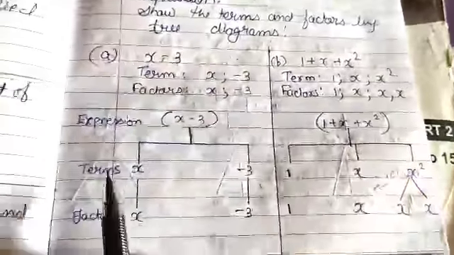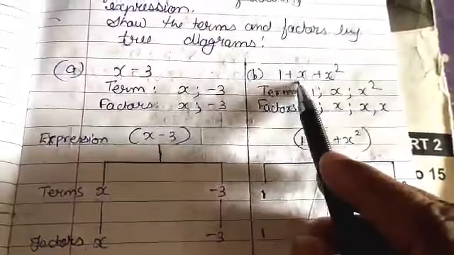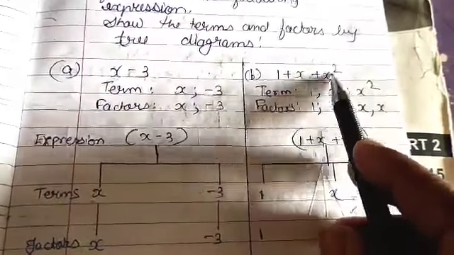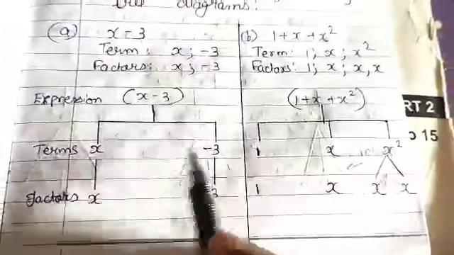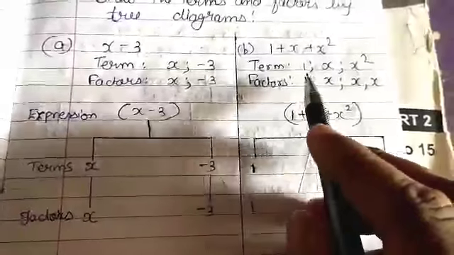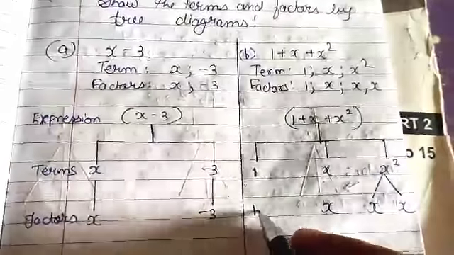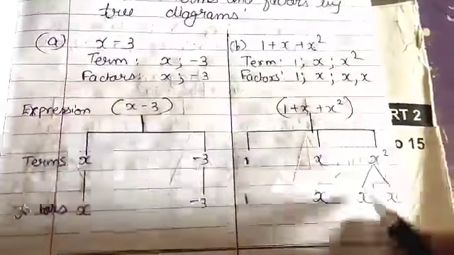Then, as it is told that you have to show the terms and factors by tree diagram, see, this is a tree diagram. Now the second expression is 1 plus x square. The terms are 1 and x square. So write down the terms here, 1 and x square. The factor of 1 is 1 only, and the factors of x square are x and x, that is x into x.